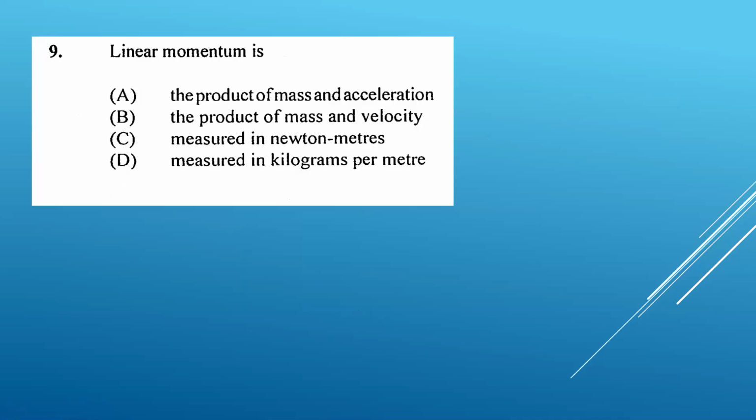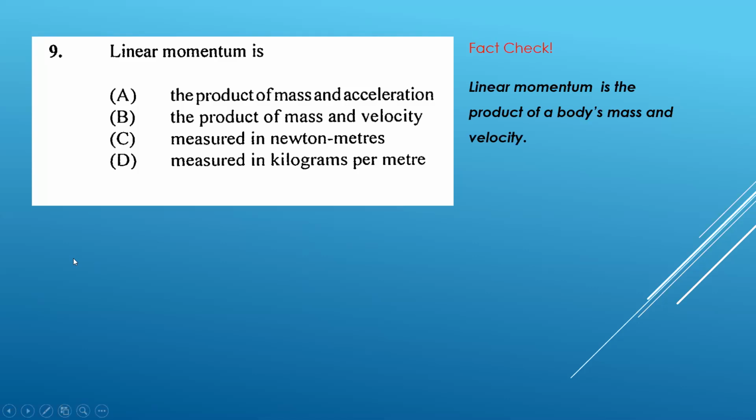All right, number 9. Linear momentum. This requires you to know the definition of linear momentum. So linear momentum is the product of a body's mass and velocity, and therefore your answer should be B.